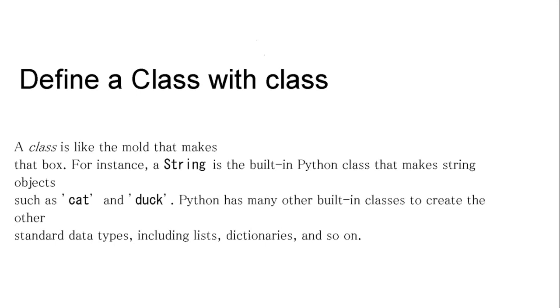Define a class with class. I compare an object to a plastic box. A class is like the mold that makes the box. For instance, a string is the built-in Python class that makes string objects such as cat, dog and duck. Python has many other built-in classes to create the other standard data types, including lists, dictionaries, and so on. To create your own custom object in Python, you first need to define a class by using the class keyword. Let's walk through a simple example. Suppose that you want to define an object to represent information about people.